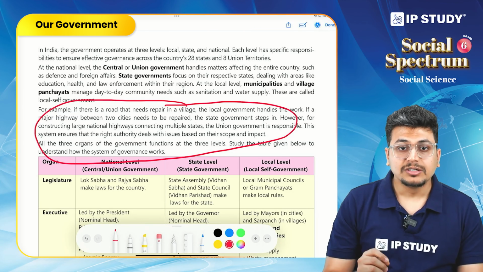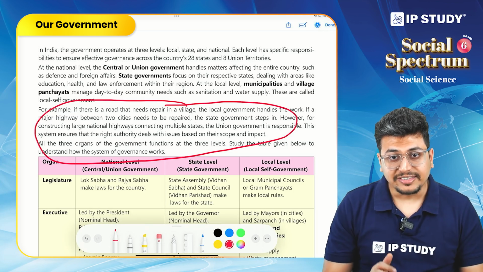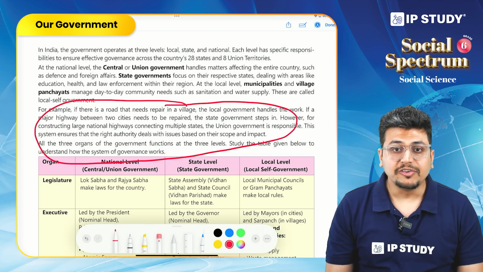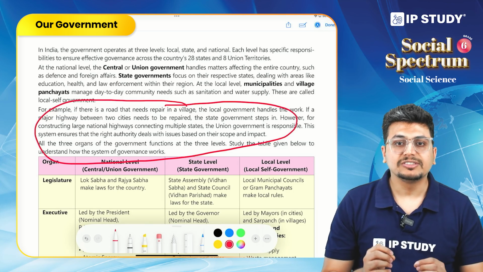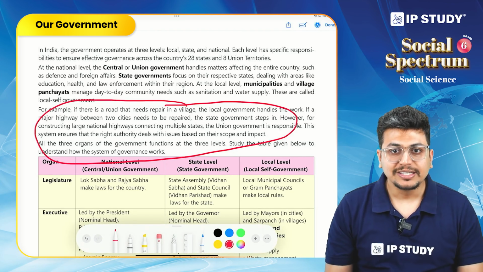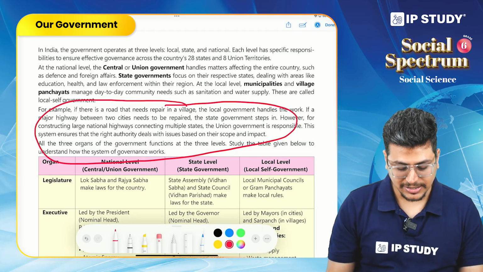If it is for the entire nation, it is the central or the union government. If it is for the particular state, it is the state government. And if it is concerning the local people in a region, then it is the local government.